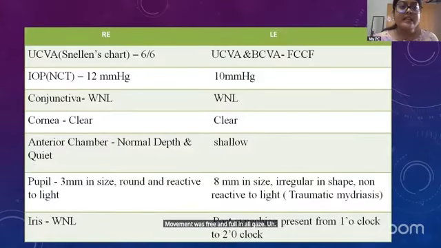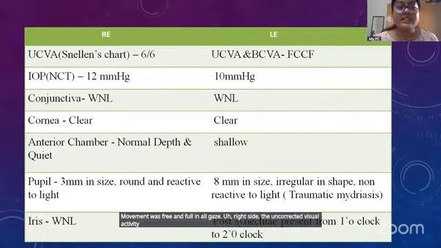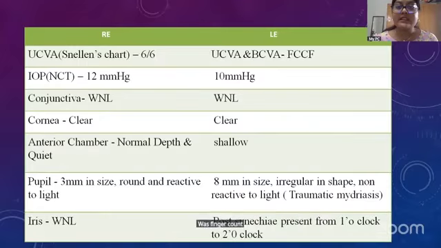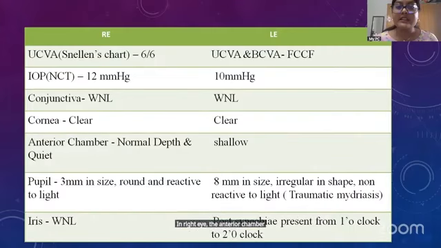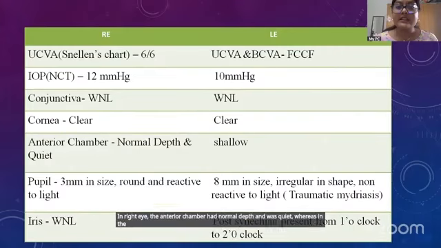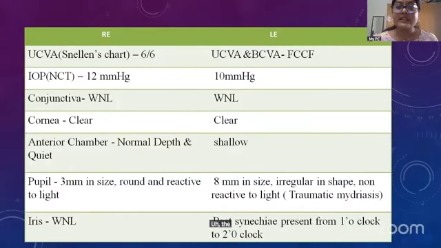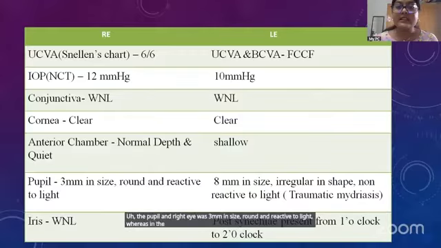Right eye, the uncorrected visual acuity using Snellen's chart was 6/6, whereas in the left eye, the uncorrected and best corrected visual acuity was finger counting close to face. IOP was normal for both the eyes. Conjunctiva was normal for both the eyes. Cornea was clear for both the eyes. In right eye, the anterior chamber had normal depth and was quiet, whereas in the left eye, it was shallow. The pupil in right eye was 3 millimeter in size, round and reactive to light, whereas in the left eye it was non-reactive to light, traumatic mydriasis. In right eye, the iris was within normal limit.